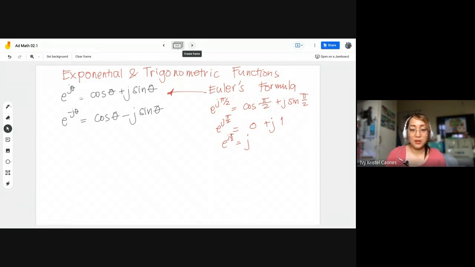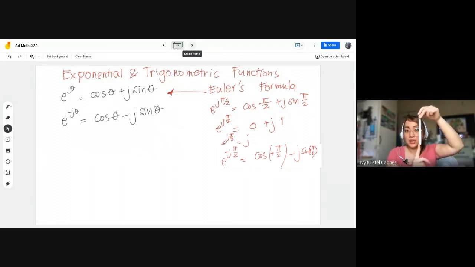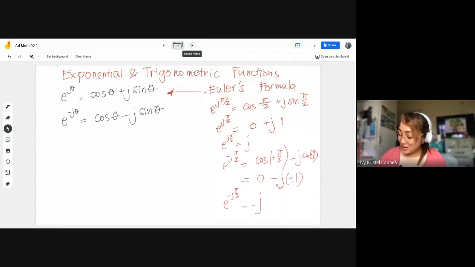If it will be, of course, negative j theta, if that will be e to the j or negative pi over 2, it will be cosine pi over 2 minus j sine pi over 2. Pi over 2 is downward. So that negative y will give you, this is still 0 minus j, 1, negative j.